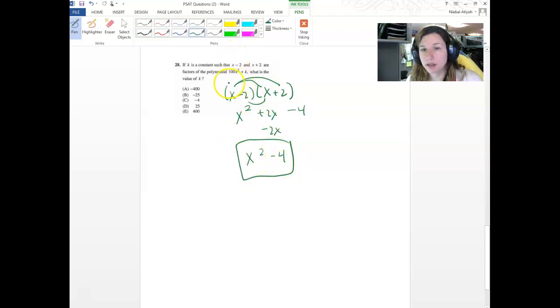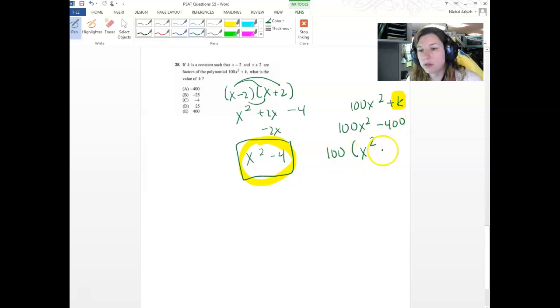So I'm going to use that and compare it to 100x squared plus k. So what does k have to be so that this will also factor to x squared minus 4? And then you'll see, if you practice with factors and you're familiar with those, you should hopefully notice that if k is a negative 400, and then I factor out a 100 from here, 100x squared divided by 100 is x squared, and negative 400 divided by 100 is negative 4. That's what I need to put in order to have these matching factors.